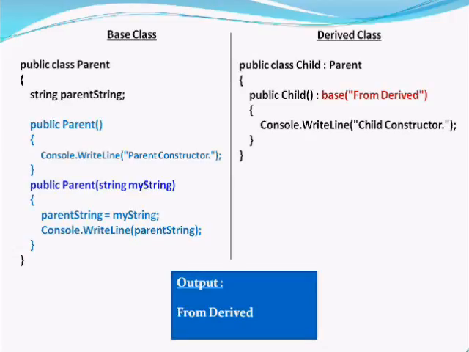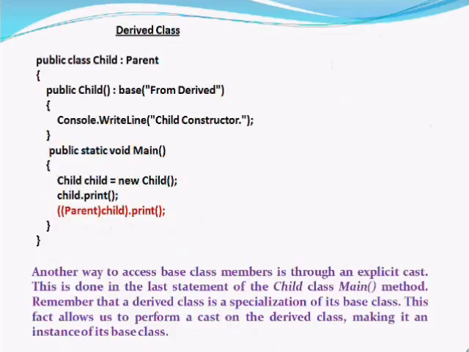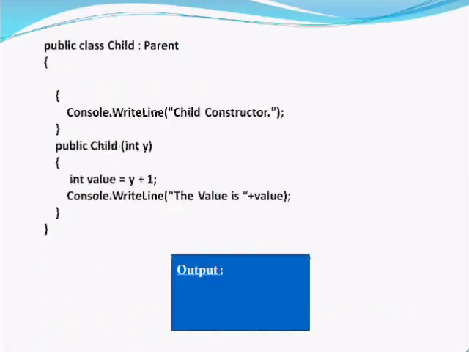After executing the base constructor, it will execute the rest of the code in the derived class constructor, so as the second print statement it will display child constructor. This code segment illustrates how to use the keyword to implement constructor inheritance in C#.